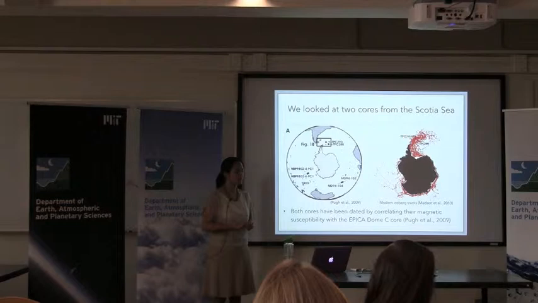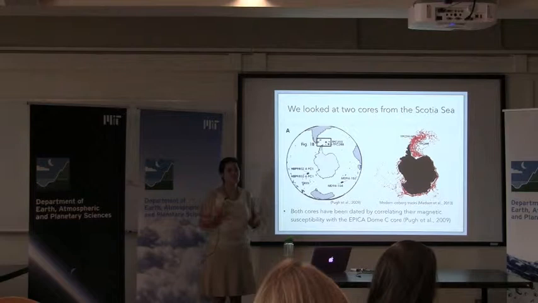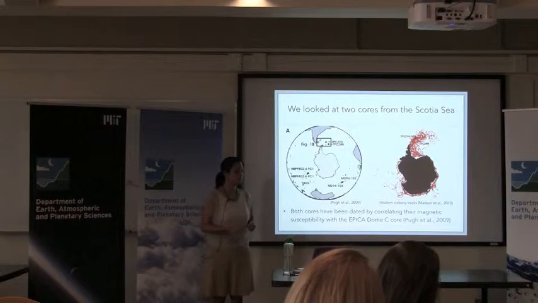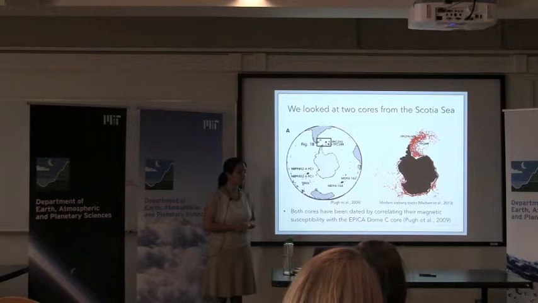The trigger core is the top 1 meter of the sample, and the piston core is around the lower 10 meters. These cores had already been dated previously by correlating their magnetic susceptibility at different points in the core with the EPICA Dome C core, for which we have well-constrained dates. The cores go back to around 400,000 years ago, but we'll only be looking at the most recent 20,000 years in the study.